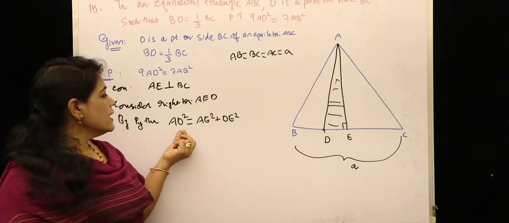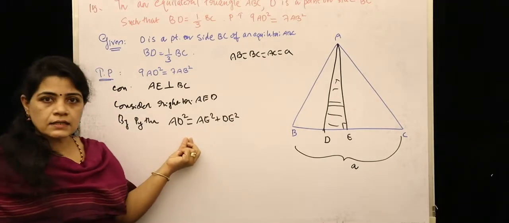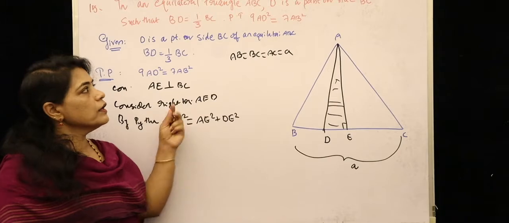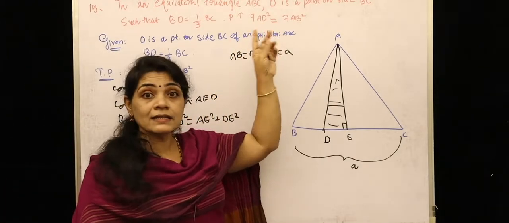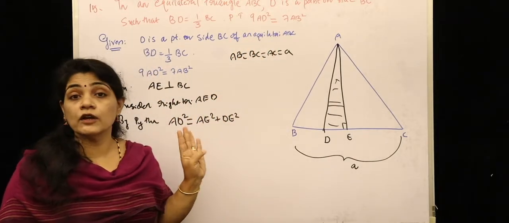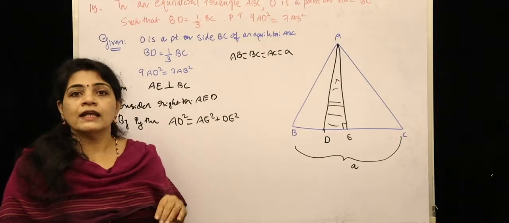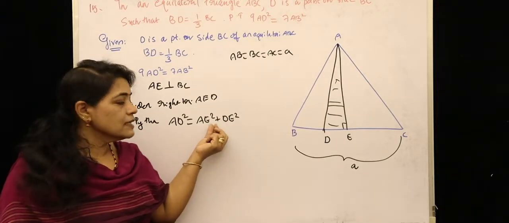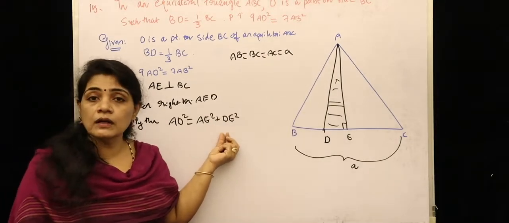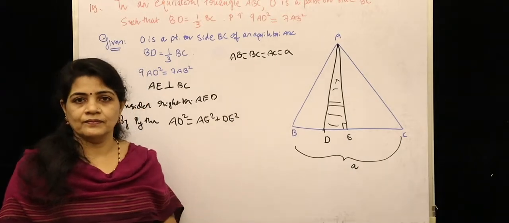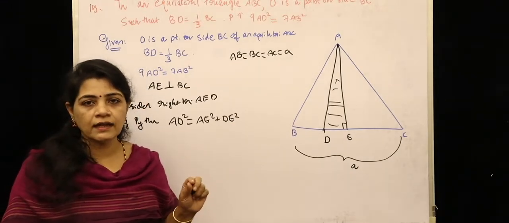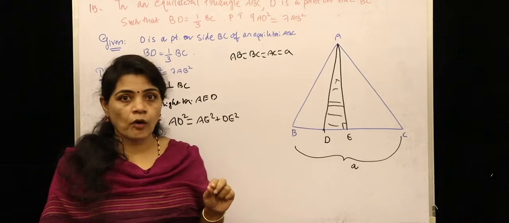See children, here we have a result in terms of AD square, and we also need this AD square in the LHS of our required proof. That means we have to replace its RHS by suitable substitution. Is it clear, children, how we started? It's a very important problem.